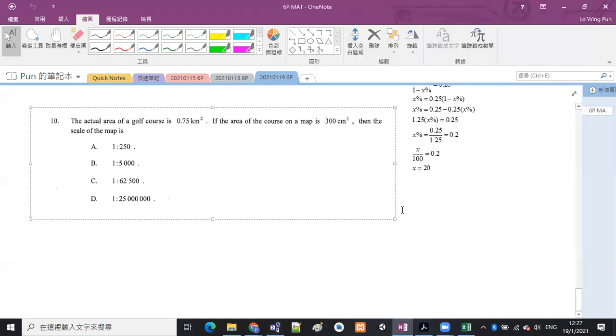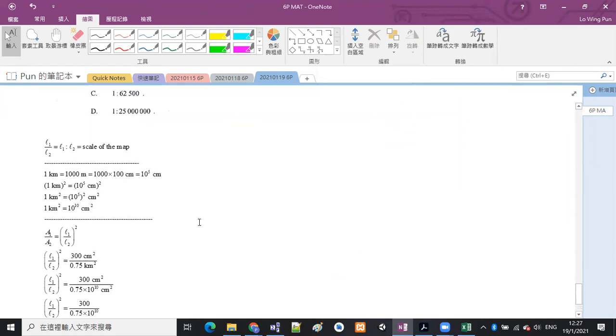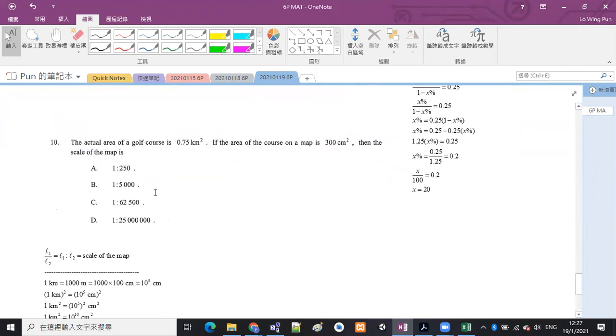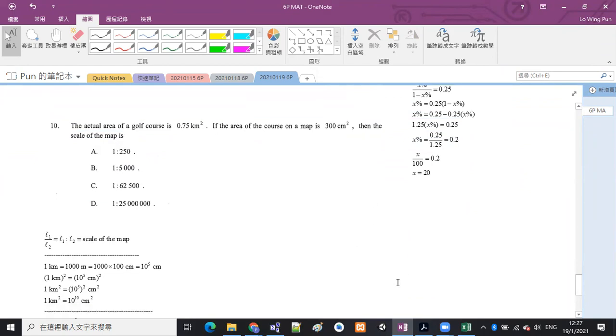That is the answer. Can you get this? So the answer is option B.